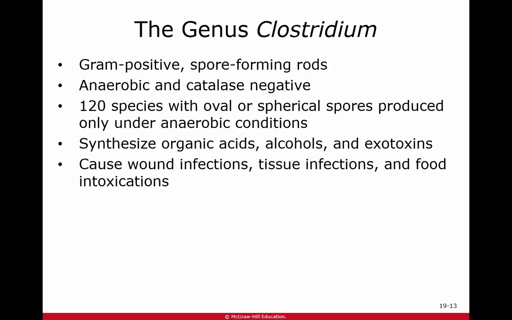Moving to the genus Clostridium, the characteristics here: gram-positive spore-forming rods. This one's anaerobic and catalase negative, and there are about 120 species that we know of. They can synthesize organic acids, alcohols, and exotoxins, and they cause wound infections and tissue infections, and they can also be in your food and be ingested.